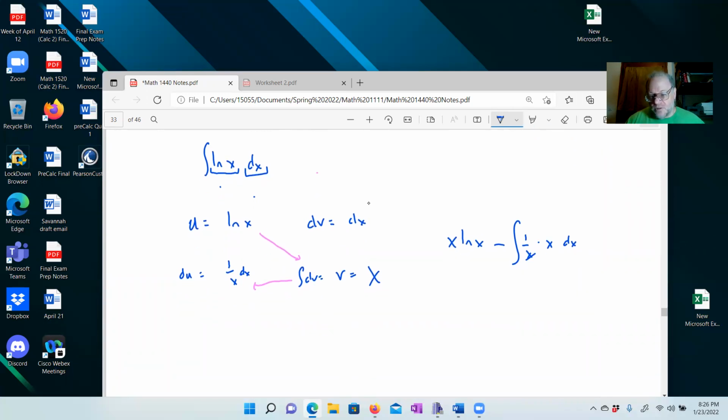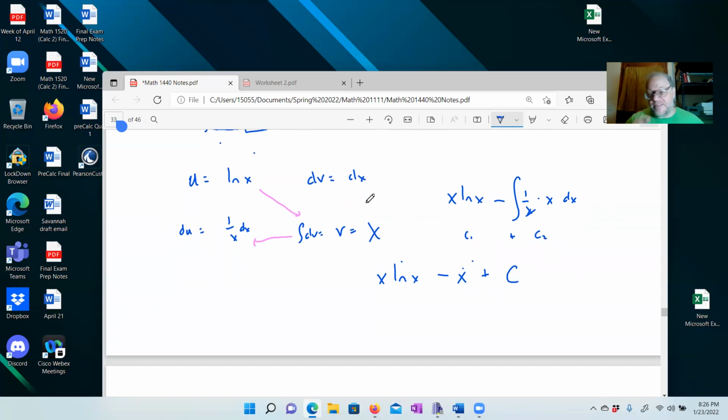Our answer is going to be x ln x minus, right, the integral of dx is x. And then what do we have? We have a plus constant. Technically there was a constant here because we integrated, and technically there's a constant here because we integrated. So we would actually have a c1 plus c2, which is just a constant. And that is how you integrate natural log of x.